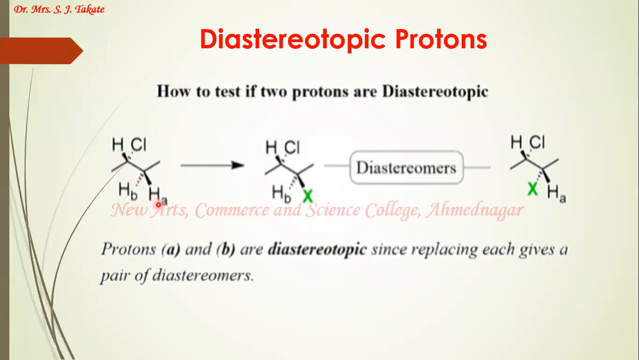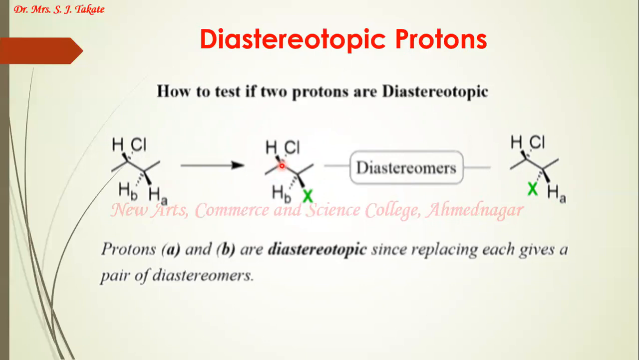Replace the protons HA and HB, in this case, with a different group X. First, A is replaced by X, and in the case of the second compound, B is replaced by X. Now you will find that these two are not mirror images of one another. Why are these not mirror images? Look at this carbon atom. This is an asymmetric center.